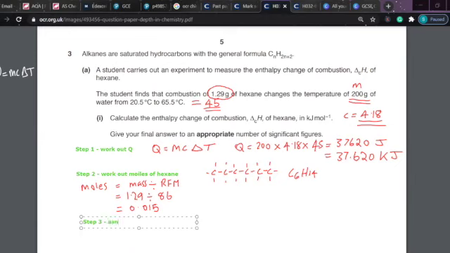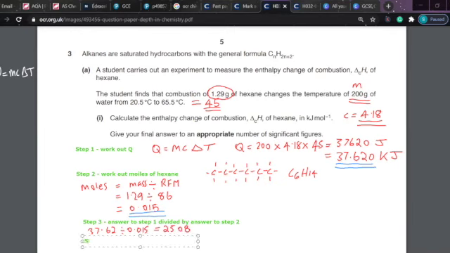And then step 3 is to take your answer from step 1 and divide it by your answer for step 2. So we just divide. This will give me the answer in kilojoules per mole. So 37.62 divided by 0.015 gives me 2508 kilojoules per mole.